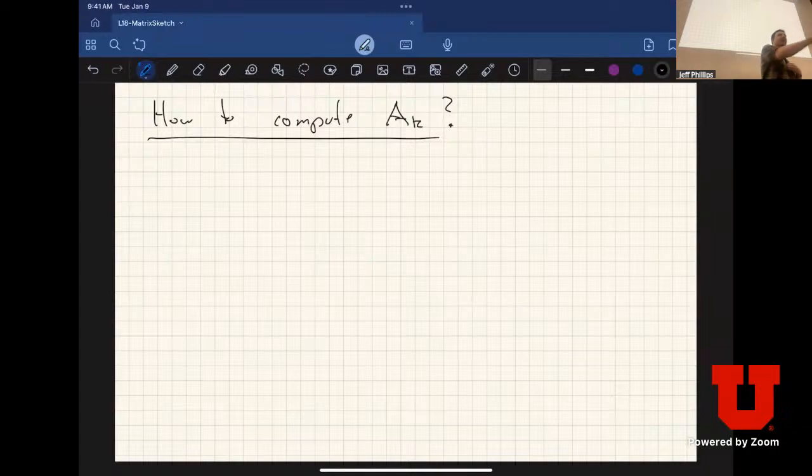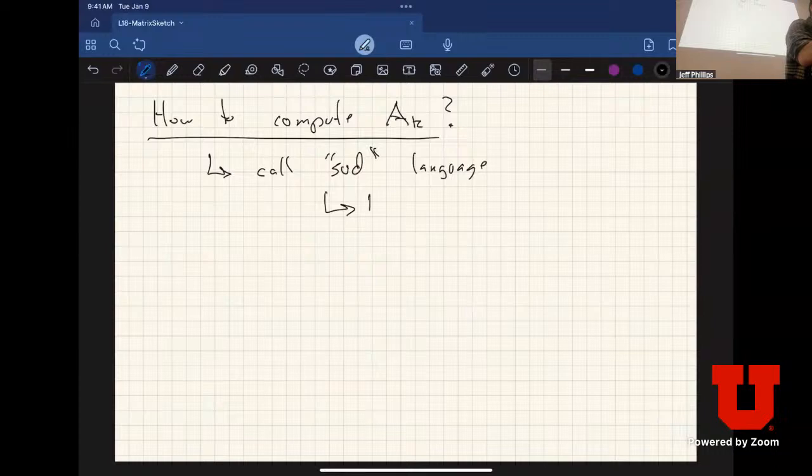Or not even the algorithm. It pretty much does not matter what language you use. You can do it in Python, in MATLAB, or in one of the C languages. How to compute A_K? You call SVD in your language, right? And this goes and calls a library underneath called LAPACK.